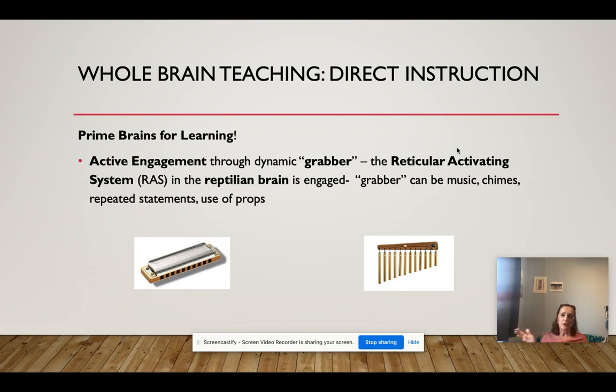Now, the others you could use, I'm going to share some more in a little bit, like repeated statements, call and response, use of props. Having something that's routine is good, but also changing it up a little bit, but always having the grabber is good. Now, I want to just make mention here for a second.